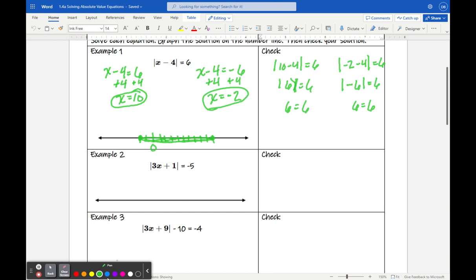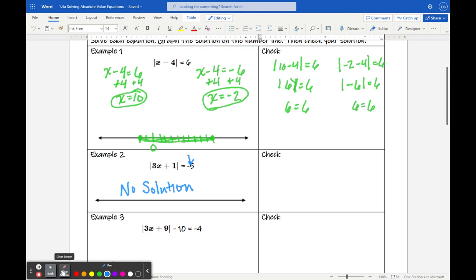Now let's look at example 2. We have the absolute value of 3x plus 1 equals a negative 5. Did you catch that? Equals a negative 5. Can the absolute value of anything be negative? No, it cannot. So this is no solution. No matter what number I put in here, if I took the absolute value, I'm going to have a positive number because the absolute value is the measure of the distance from the center to that number.